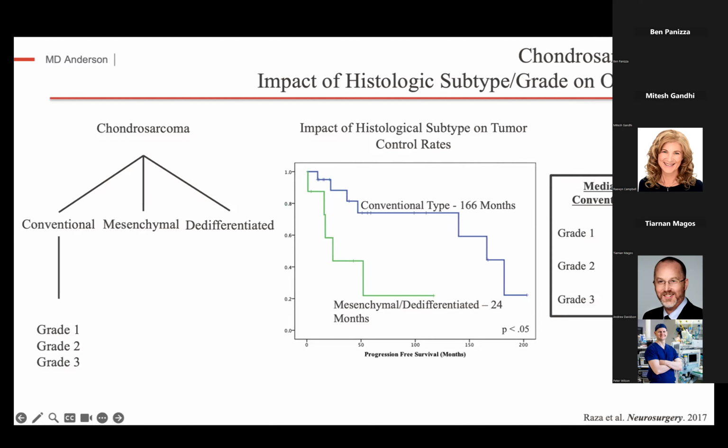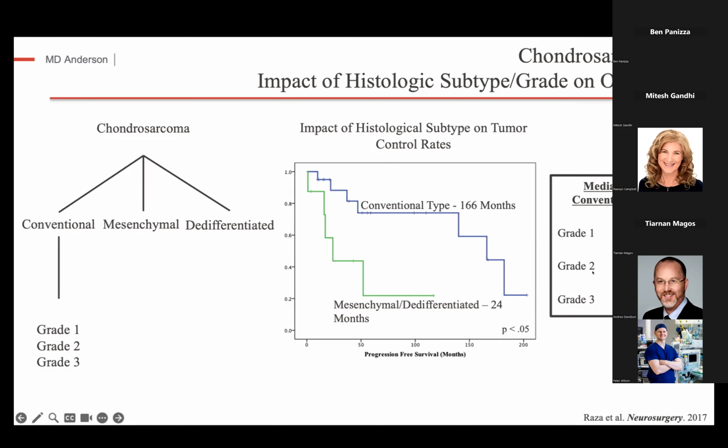Looking at, for example, the conventional subtype tumors, these fare much better than the mesenchymal and dedifferentiated chondrosarcomas. But when you look at the conventional subtype tumors separately by histologic grade, they behave across a spectrum where on one hand you have the conventional grade 1 chondrosarcomas, where with just surgery alone overall have an extremely favorable outcome.